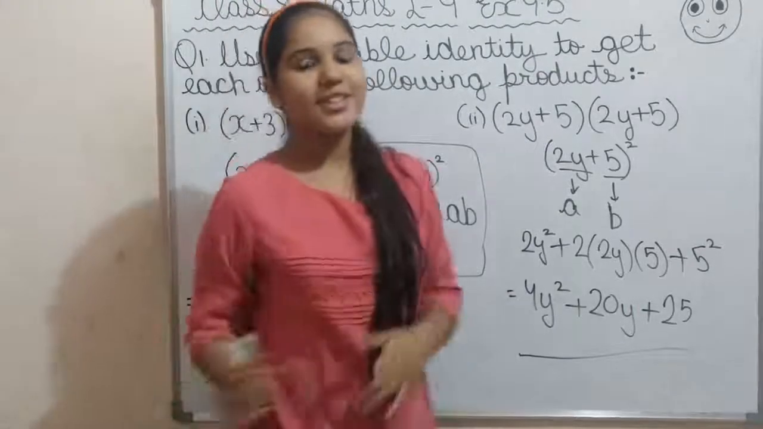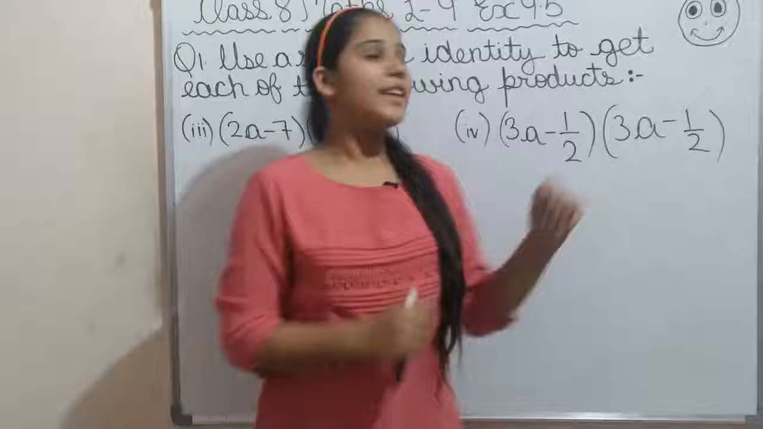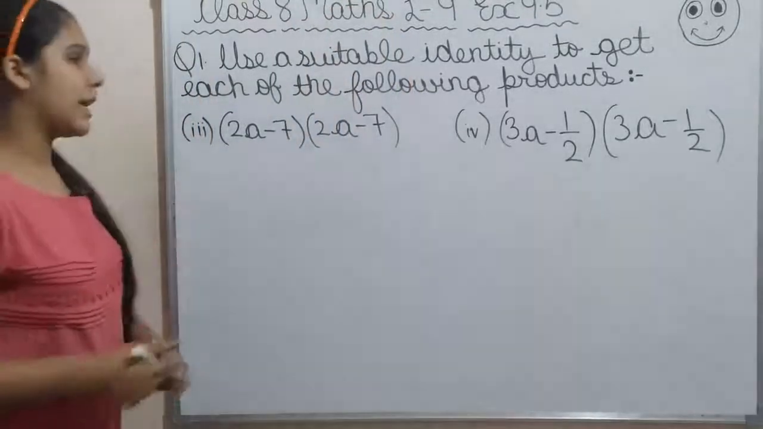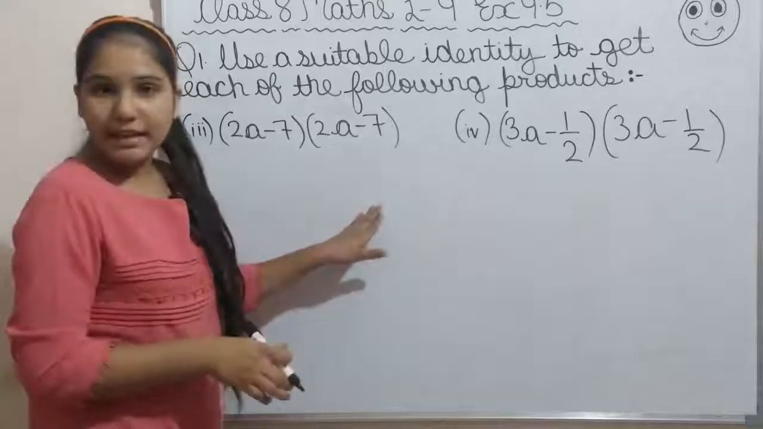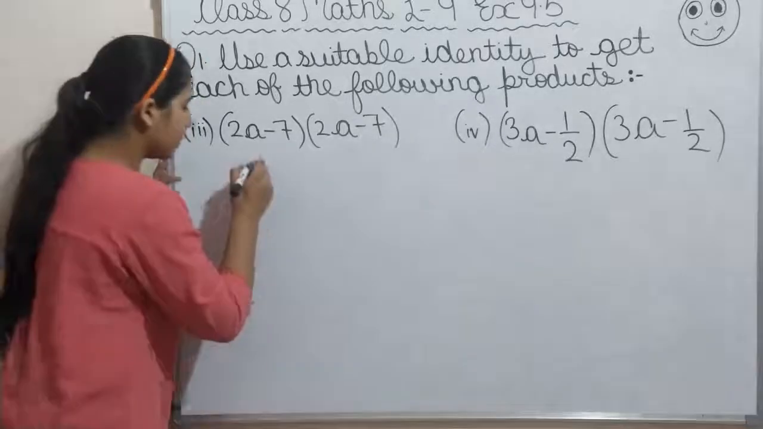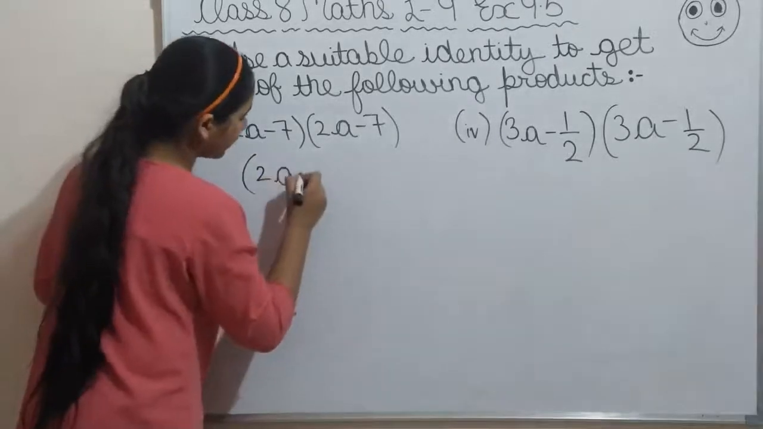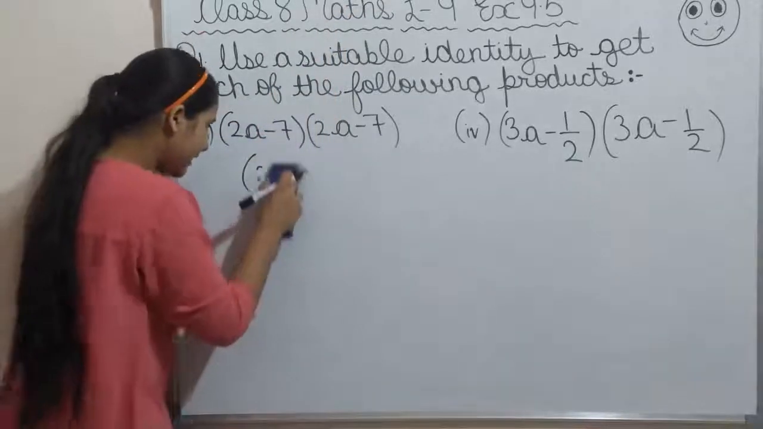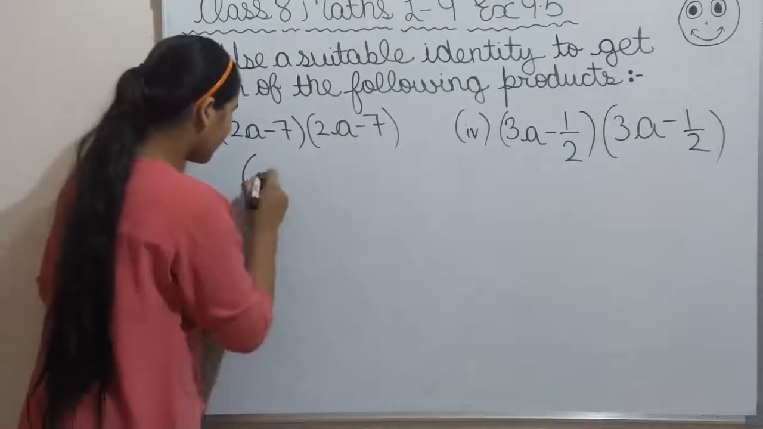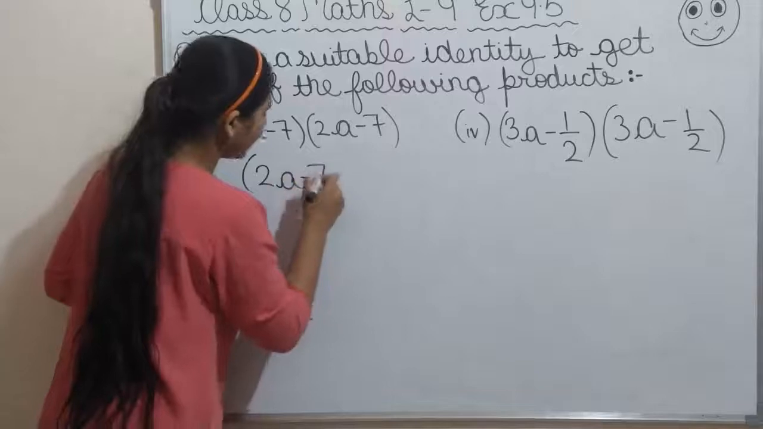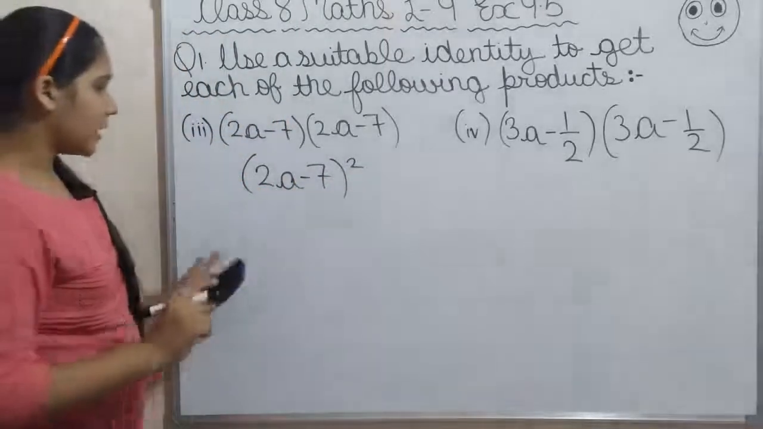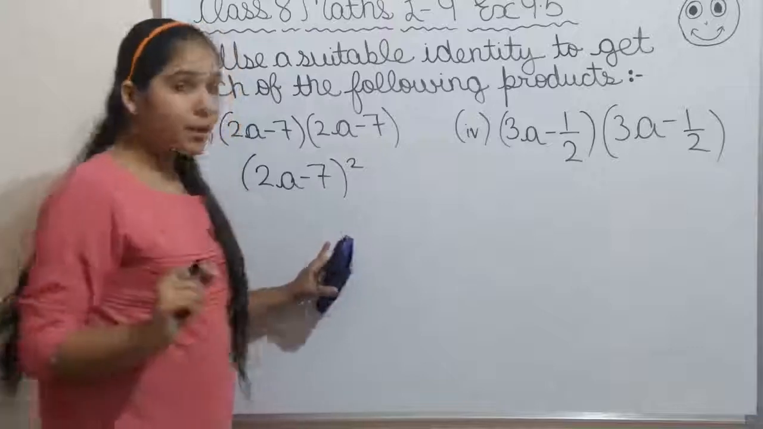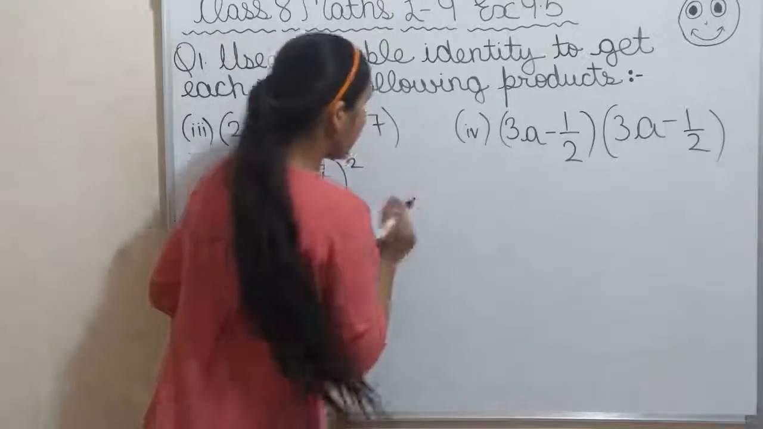So let's come to the third part. This is the third and fourth part. So let's do it. Third is (2a minus 7) into (2a minus 7). We can write it as (2a minus 7) square. We have written this, but we also have to write the property. So let's write down the property here.